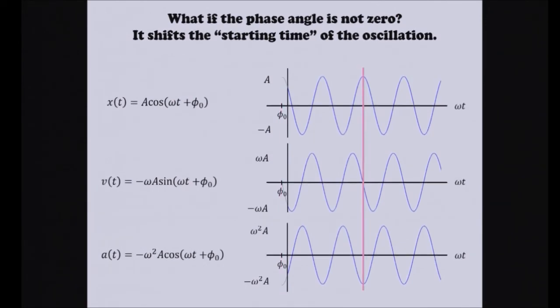But if you look at some point later in time, you see that they all line up in the exact same way as the previous slide when our phi naught was equal to 0. So really, after things have been oscillating for a while, it doesn't change the behavior, it just changes the starting point.